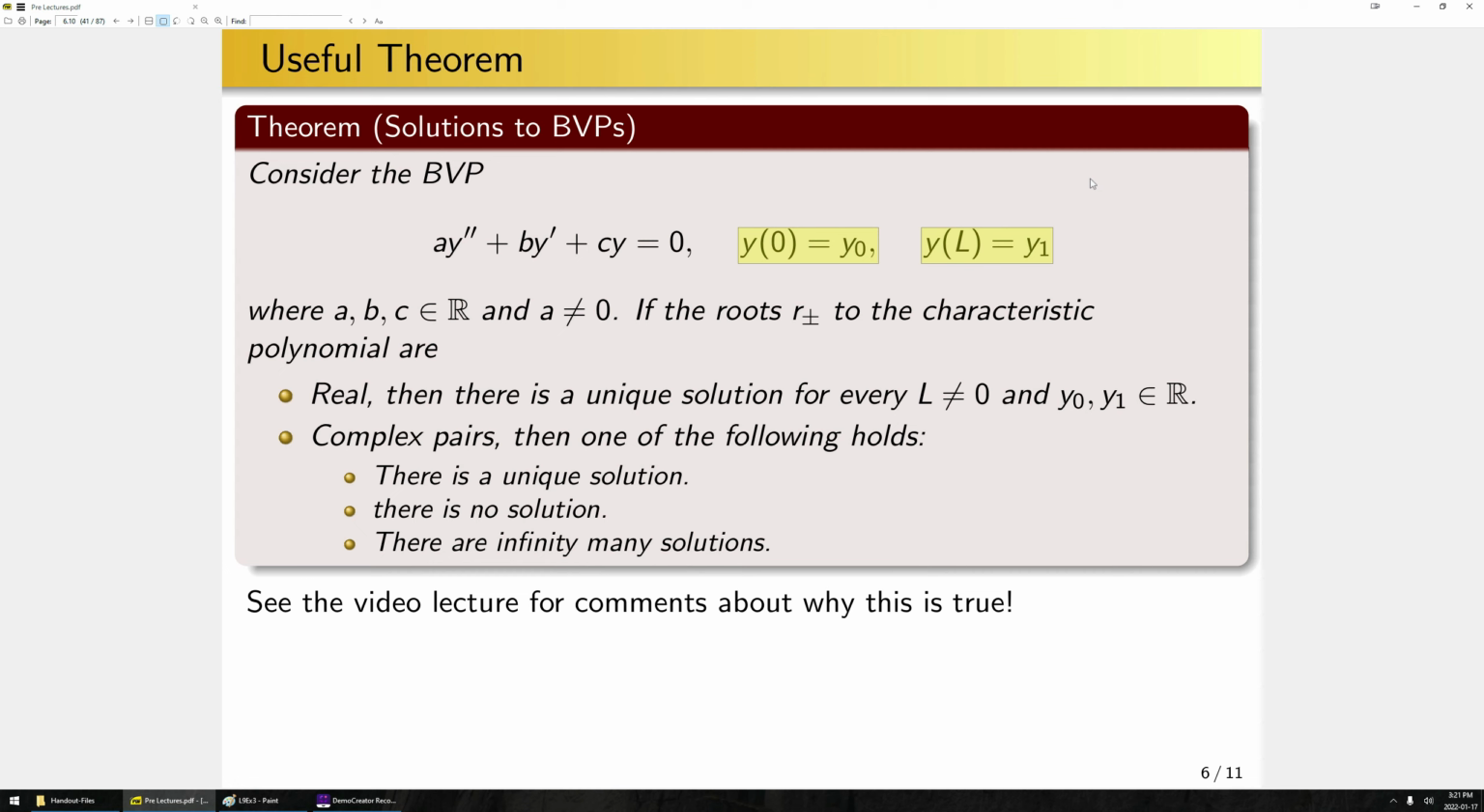In the other case, where I have a repeated real root, I have e to the rx and e to the rx times x, right? And in those cases, you can also show that there's a unique solution. So that's why I have a unique solution in this case. But if I have complex pairs, then depending on what L and Y are, you'll be in these various scenarios here, as you've seen from our one previous example.